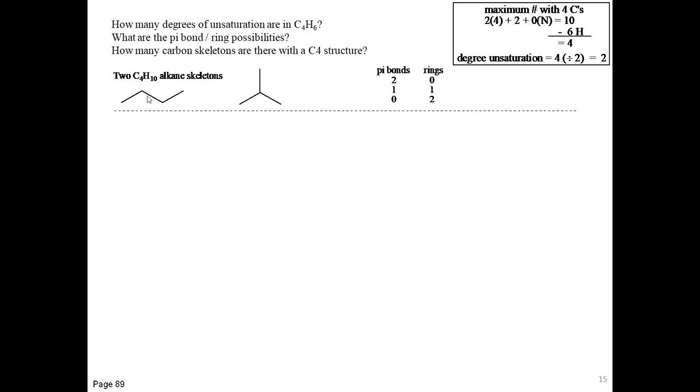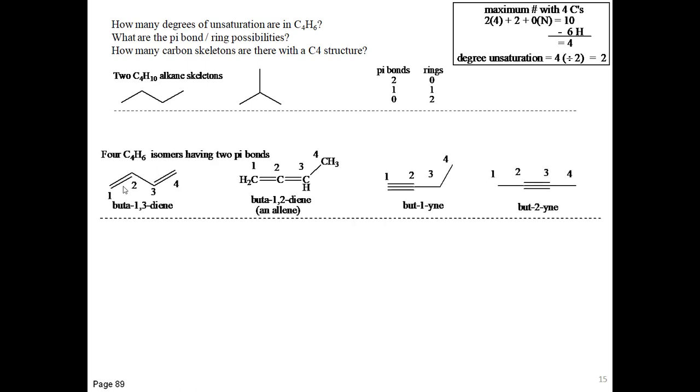Remember, with 4 carbons, we have these 2 possible skeletons. So using the straight chain, I could put the pi bonds on either end. Okay, this is kind of a special molecule, conjugated. So we call that buta-1,3-diene. But I could put the double bonds right next to each other, like this. We call that an allene. Or I could actually put the triple bond between the same 2 carbons, and we call that an alkyne. And I could do that at the end, or I could do that in the middle. So these are all ways to have 2 pi bonds. That's all you really need to see right now, is there's 2 pi bonds.